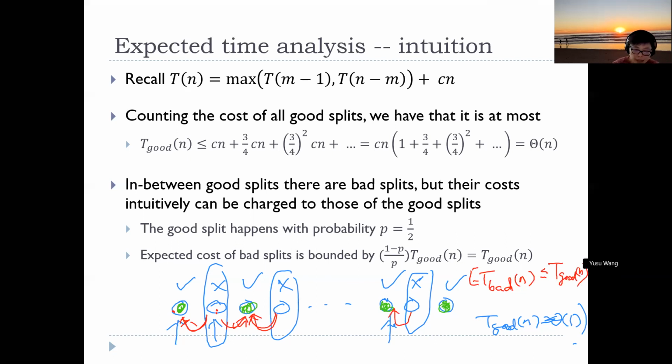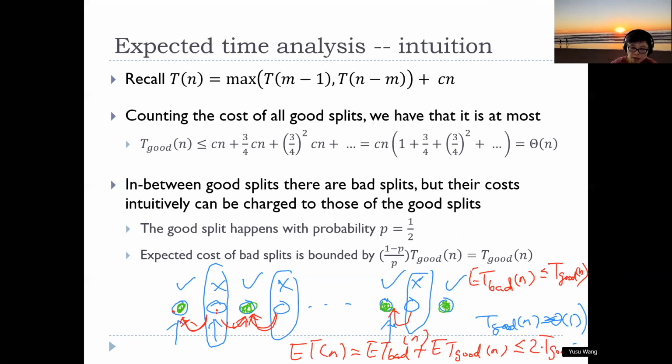Okay, that means that the expected time in total equals the expected time for the bad one plus the expected time for the good one, which is smaller than 2 times the time for the good one. This is only linear, the whole thing is still linear. Okay, so that's the intuition.